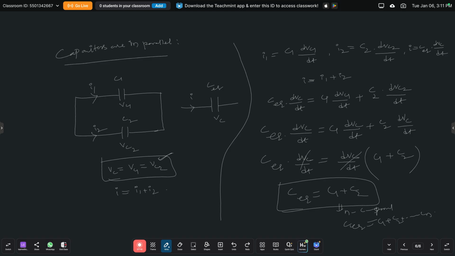So these are the series and parallel circuits and the different formulas: total resistance, total inductance and total capacitance when they are connected in either series or parallel.